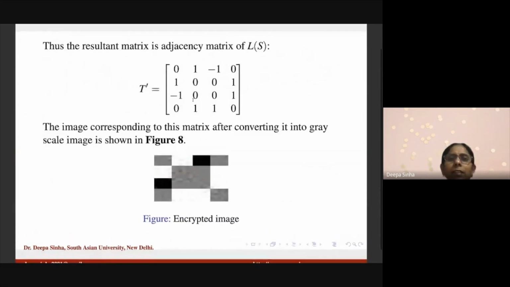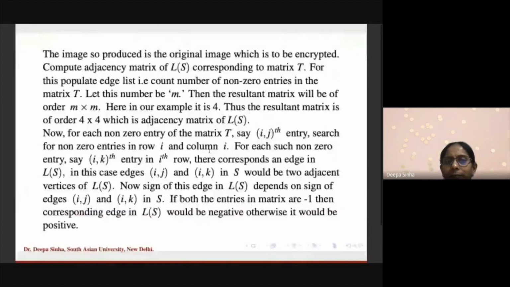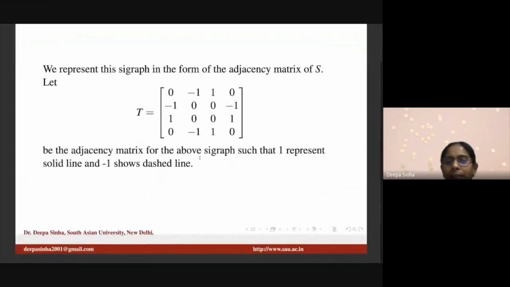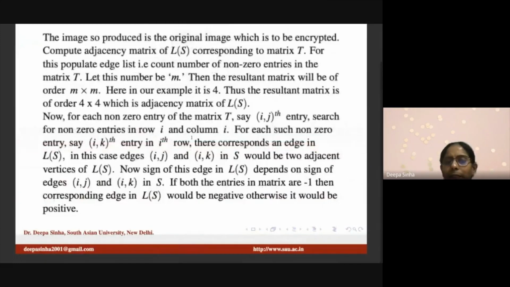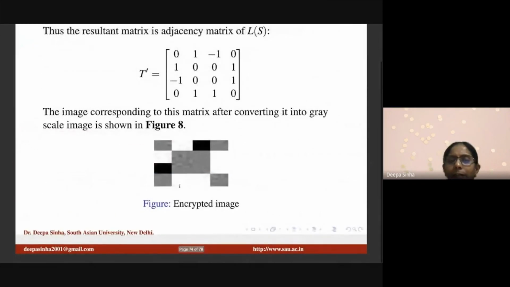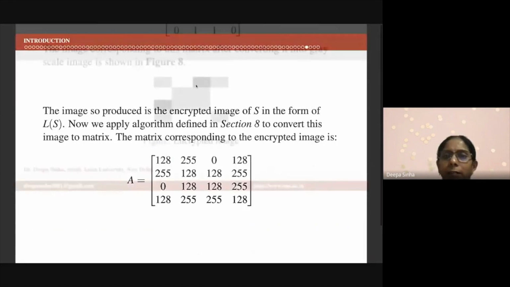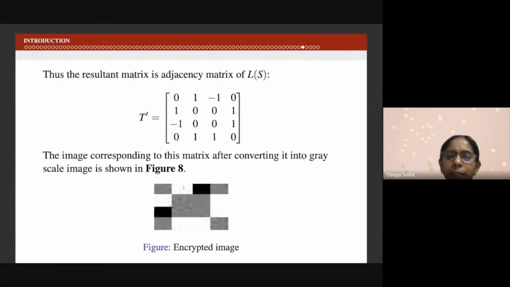This is the result: the adjacency matrix of LS, and this is the grayscale image of LS. This is the encrypted image. Instead of transferring the original image, it has been transformed into this image. Once this image is received by the recipient, he will try to see what information has come to him.